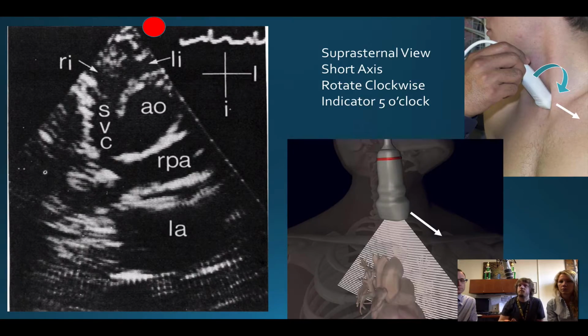Next, we moved into the suprasternal view short axis. So from our long axis view, we're rotating clockwise to about a 5 o'clock position. And this is really trying to get a cross-sectional view of the aorta. When you're looking at this, you can see the right pulmonary artery right behind it again, but this time in long axis. Remember, last time it was in short axis. You can also see the SVC draining down as well.